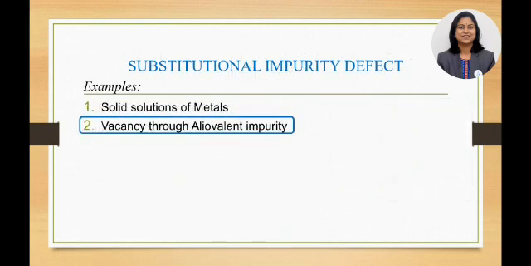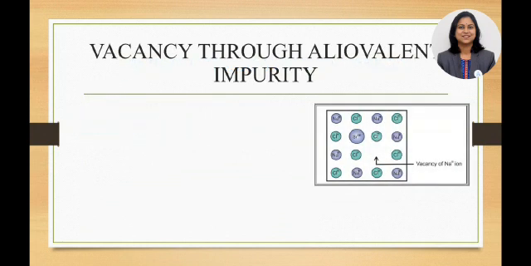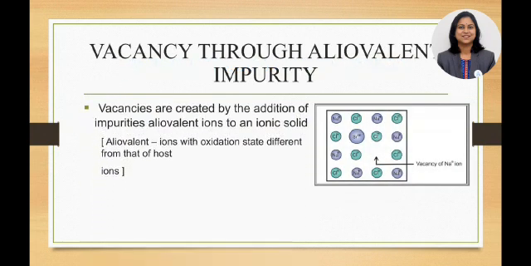Next, vacancy through allovalent impurity. Vacancies are created by the addition of impurities, allovalent ions, to an ionic solid. Now, what is the meaning of allovalent ions? Allovalent ions are the ions with the oxidation state different from that of host ion.